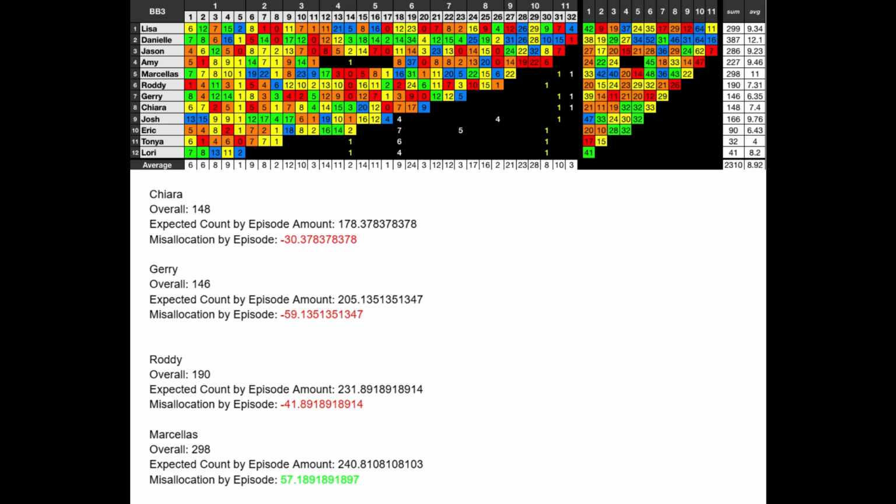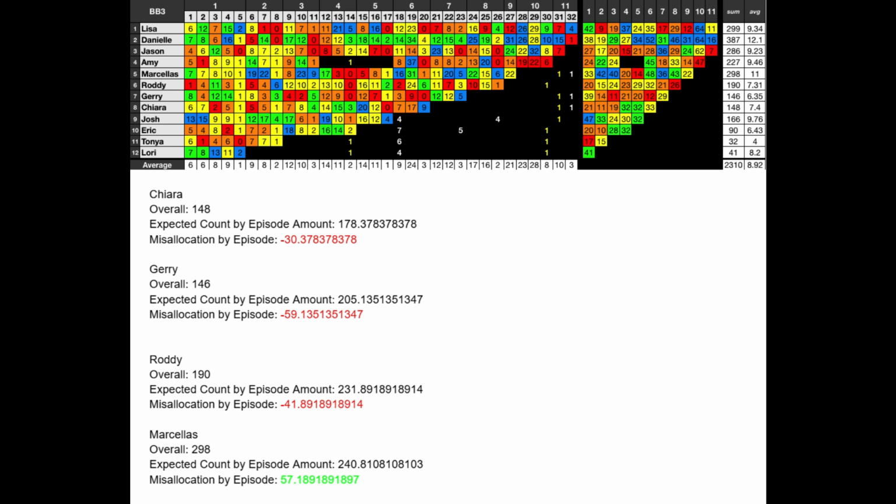Roddy has a diary room count of 190, and his expected count by episode amount is 231.89, meaning that he has a misallocation amount of negative 41. And I'm honestly very shocked by this. I thought he would have had a lot more diary rooms in the season, especially pertaining to his role on the season. But I guess they just didn't find him that interesting, or there are just many others that stood out a lot more.